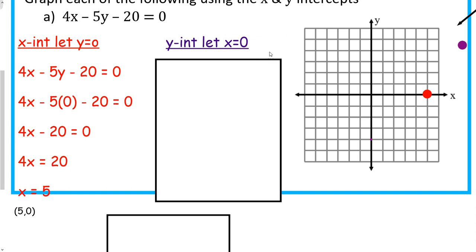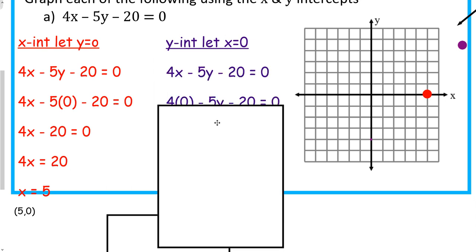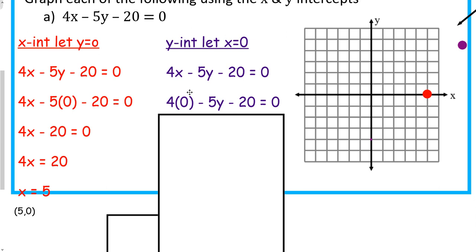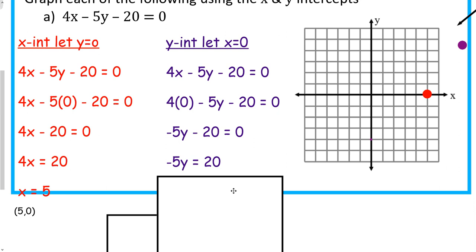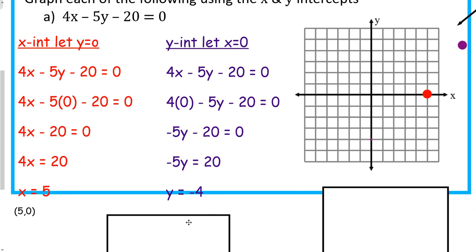Now we need to find the y-intercept. So to find the y-intercept, we're going to do the same thing, but now we're going to replace the x with 0. So in your equation, wherever there's an x, you're going to replace that with a 0. So we have 4 times 0 is 0, so that will be gone, and we'll be left with -5y minus 20 equals 0. Bring the 20 to the other side. Becomes positive, and now divide both sides by -5. When you do that, you get y equals -4.